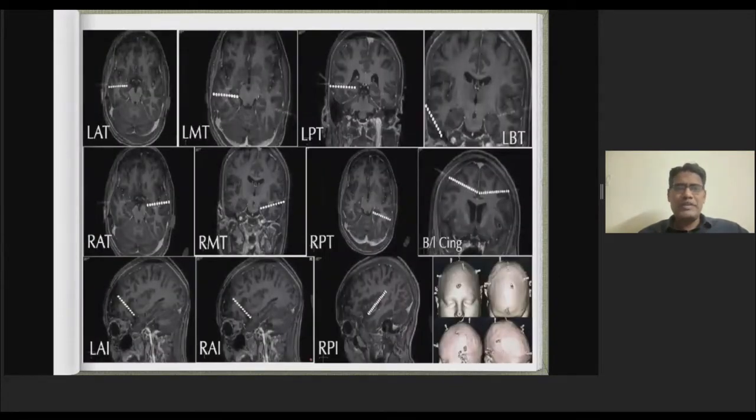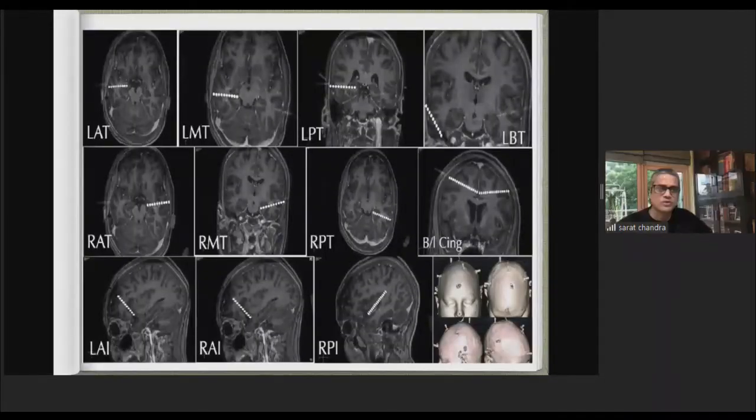So in this particular patient, we planned, as I already told, left-sided anterior, middle, posterior, as well as right-sided anterior, middle, posterior, bilateral cingulate, and then bilateral insula with a right posterior insular electrode. I will be showing a brief video. Ramesh, you can also tell why we placed the basal temporal electrode, which was as per the SPECT localization.